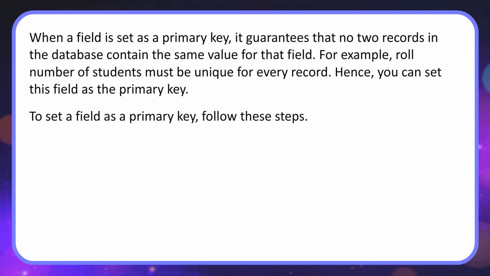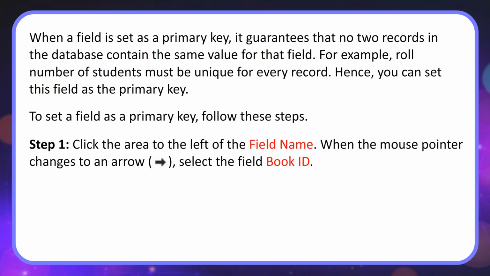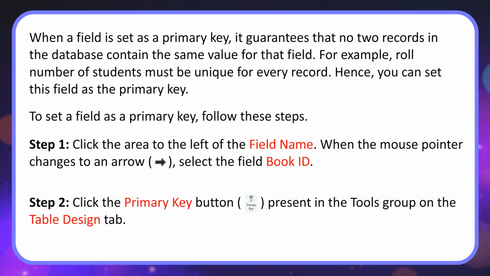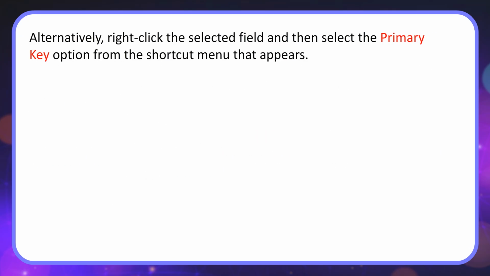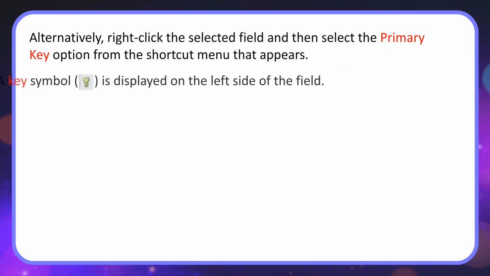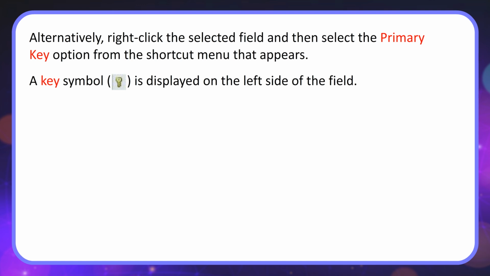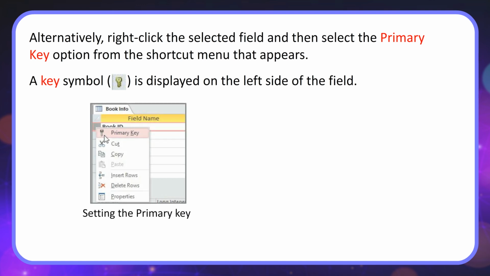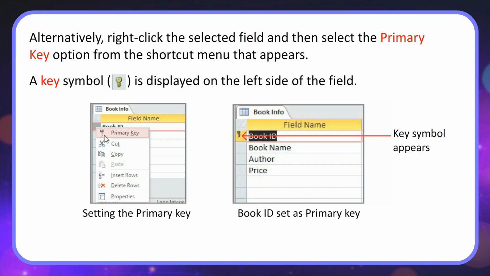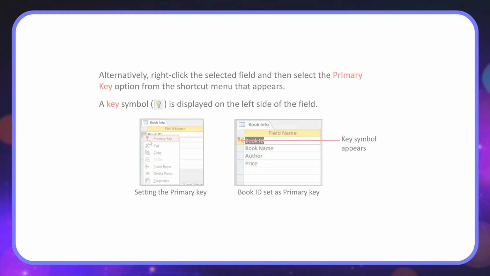To set a field as a primary key, follow these steps. Step 1. Click the area to the left of the field name. When the mouse pointer changes to an arrow, select the field Book ID. Step 2. Click the primary key button present in the Tools group on the Table Design tab. Alternatively, right-click the selected field and then select the primary key option from the shortcut menu that appears. A key symbol is displayed on the left side of the field. Setting the primary key. Key symbol appears. Book ID set as primary key.